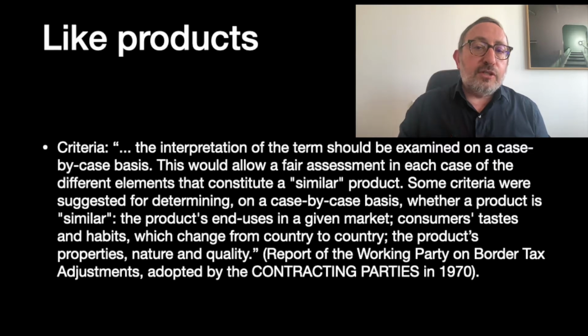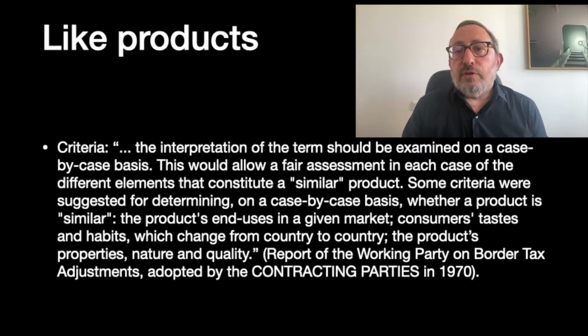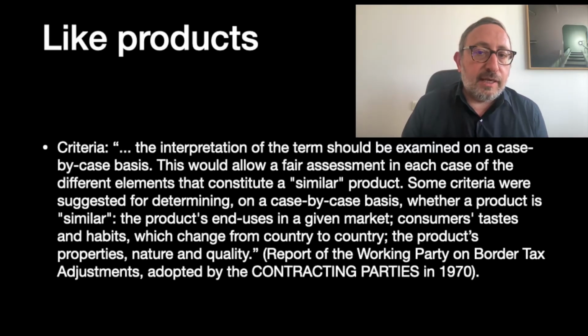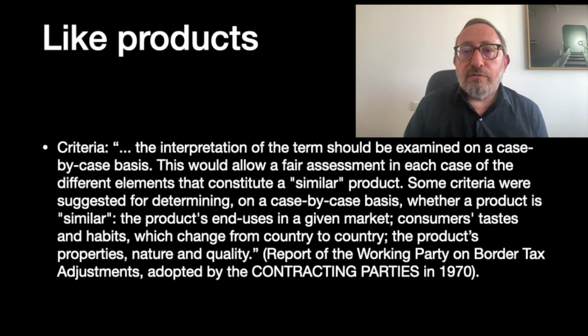Now, one of the questions this raises is, what are like products? The starting point for looking at the issue of substitutability and of likeness is a working party report on border tax adjustments that was approved in 1970 by the contracting parties and therefore is part of the GATT acquis under the WTO agreement. And in this report, the members pointed to a number of criteria that could be used to identify this type of likeness between two products.